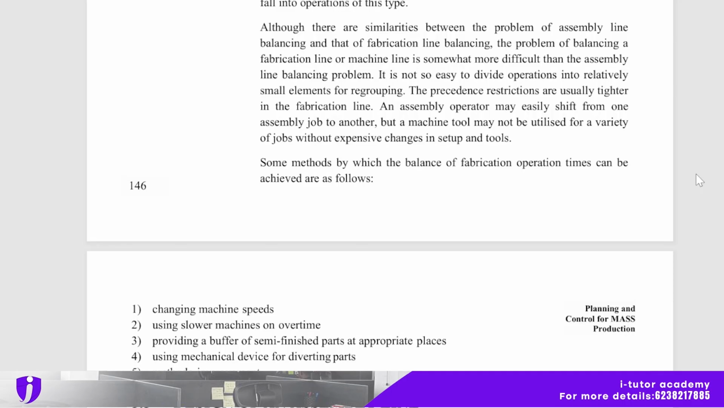It is not so easy to divide operations into relatively small elements for regrouping. The precedence restrictions are usually tighter in the fabrication line. An assembly operator may easily shift from one assembly job to another, but a machine tool may not be utilized for a variety of jobs without expensive changes in setup and tools.